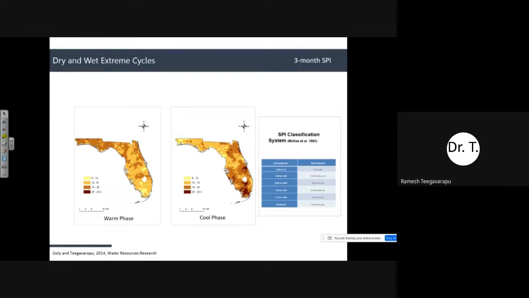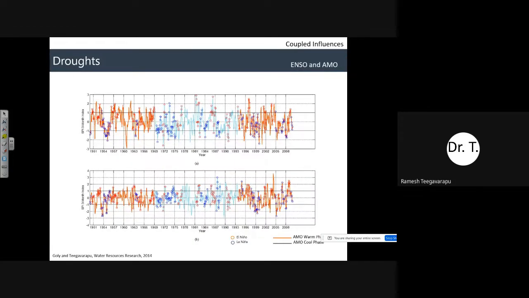Now, the next one is the wet and dry cycles. These are the drought classifications. You can see that there are more droughts occurring in the cool phase compared to warm phase. And when we combine ENSO and AMO, that means we put on top of each other, both of them are acting in Florida. They are influencing the climate in Florida. So you can see that there is an impact that more droughts are occurring when you have La Nina as well as the AMO cool phase. So that's the problem we are noticing.